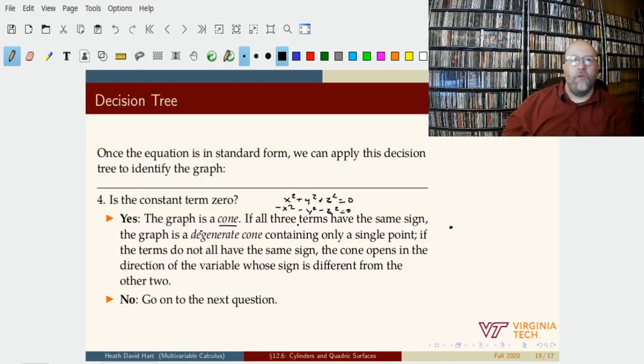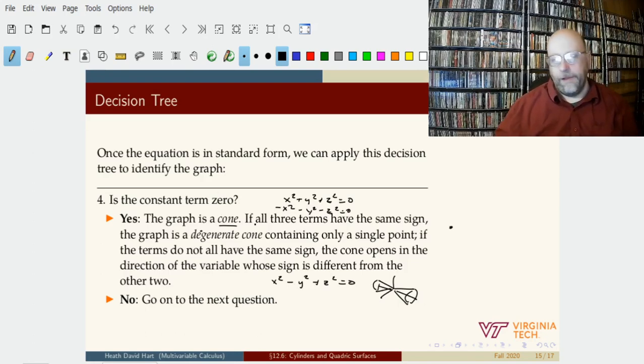If the terms do not all have the same sign, if two of them are negative and one's positive, or two of them are positive and one's negative, the cone will open in the direction of the variable whose sign is different from the other two. So if I have x squared minus y squared plus z squared equals 0, the y is the one that has a different sign, and so it's a cone that will open along the y-axis. It opens along this variable whose sign is different from the other two.